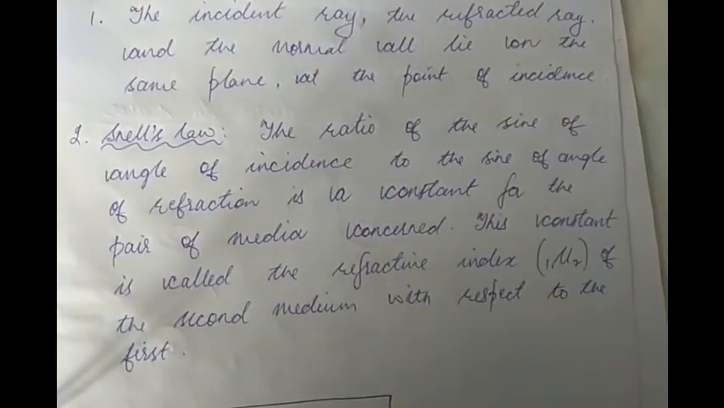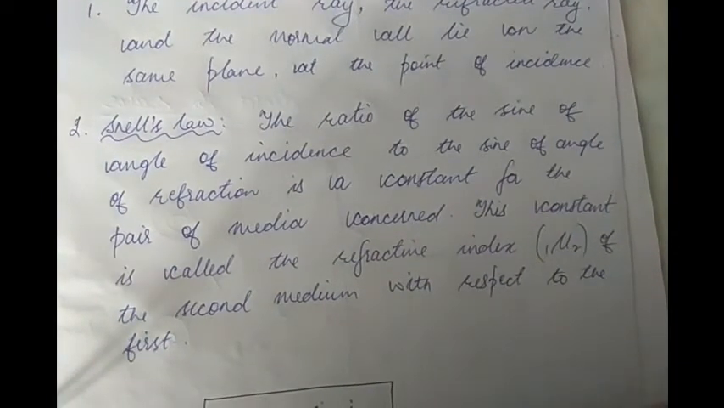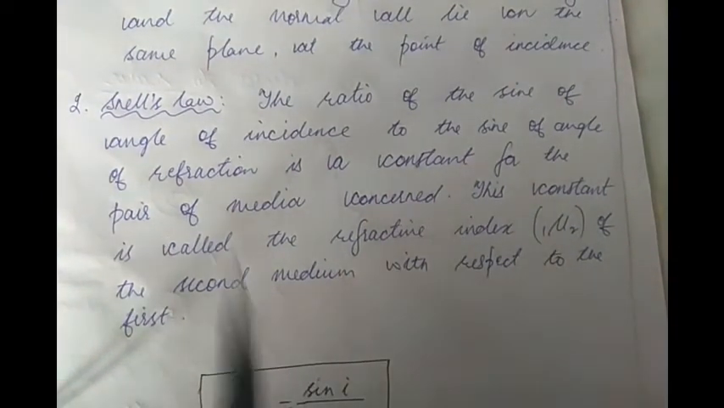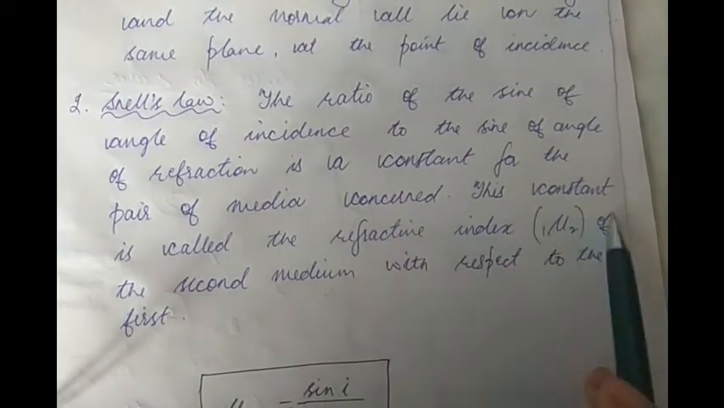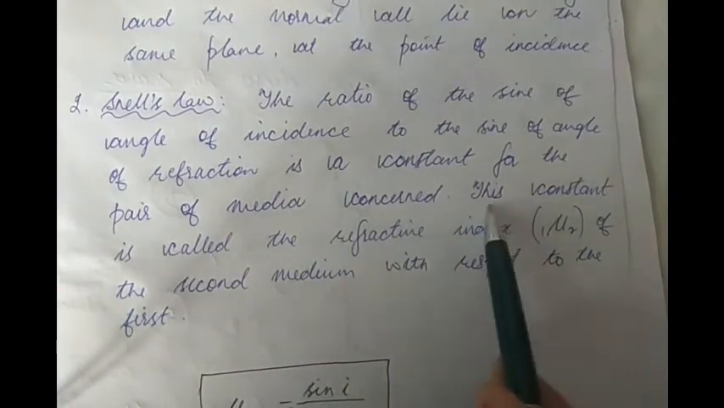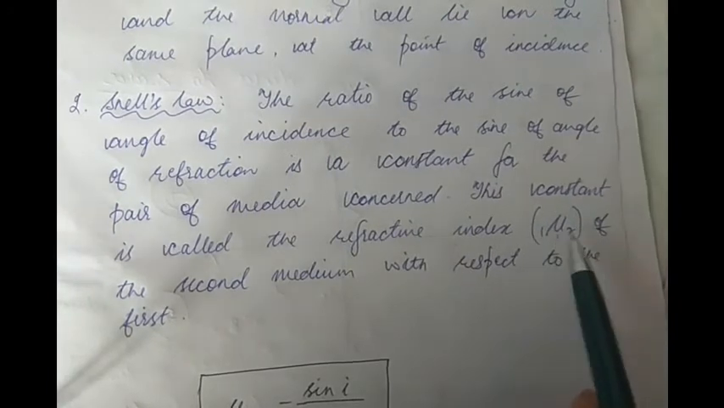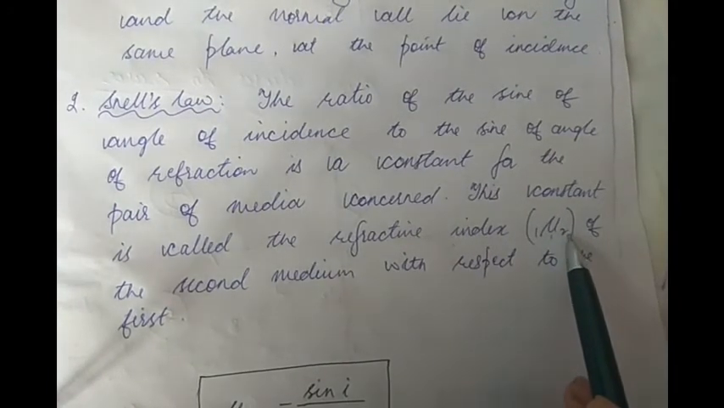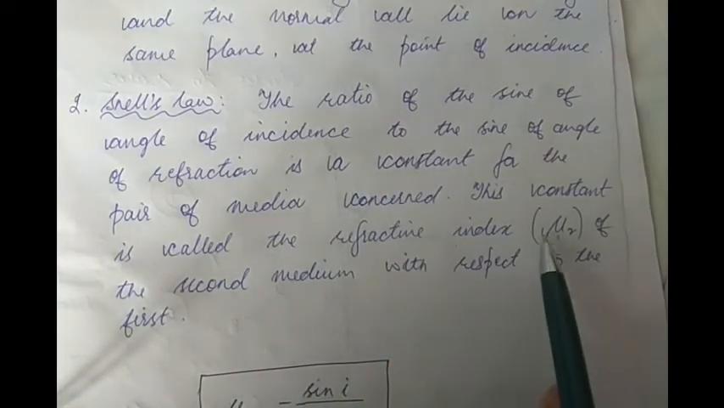Then law number 2, this is also called Snell's law, S-N-E-L-L-S, Snell's law. It says the ratio of the sine of angle of incidence to the sine of angle of refraction is a constant for the pair of media concerned. So up to here actually is Snell's law. Then after this, we are defining what the constant is. This constant is called the refractive index, denoted by the Greek letter mu, refractive index of the second medium with respect to the first. Okay, so this constant is what is called the refractive index of the second medium with respect to the first.